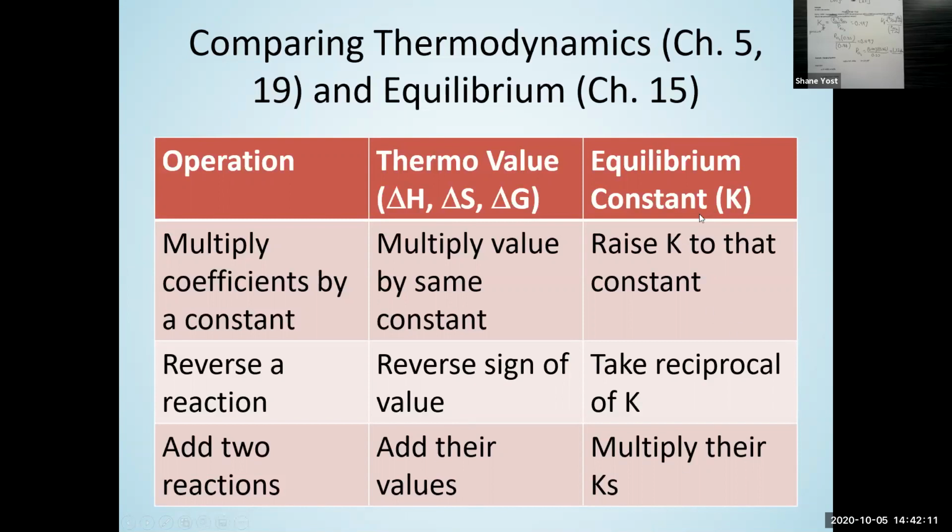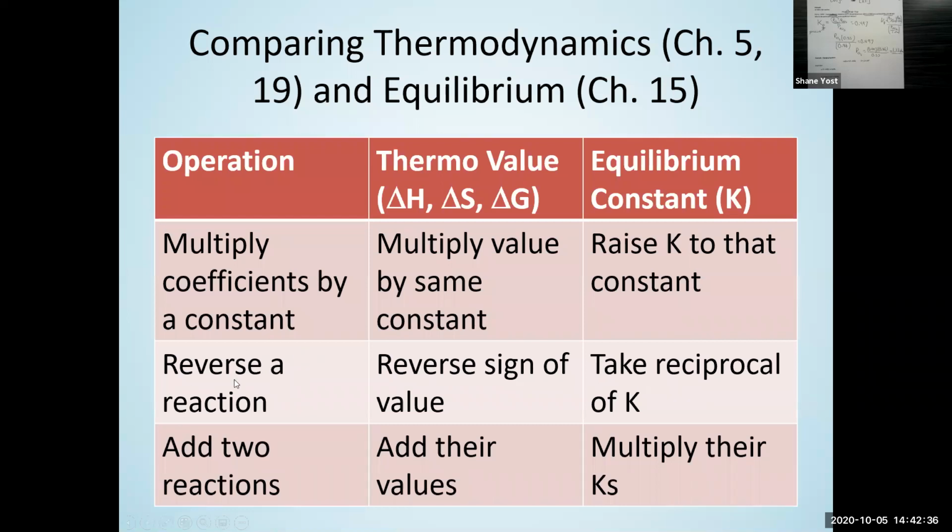Well, for equilibrium constants, it's a little different. If I multiply a reaction by some number, I take the equilibrium constant and raise it to that number. So I multiply my reaction by 2, take the equilibrium constant and square it, raise it to the 2 power. Multiply my reaction by 3/2, I'd raise my equilibrium constant to the 3/2 power.